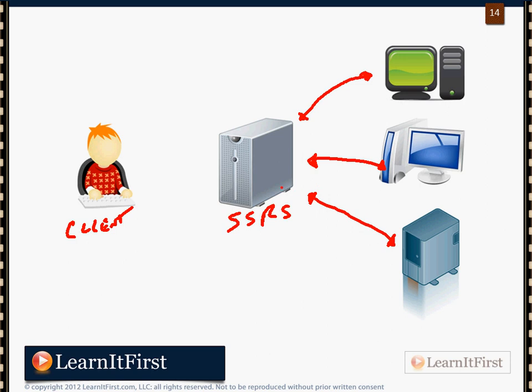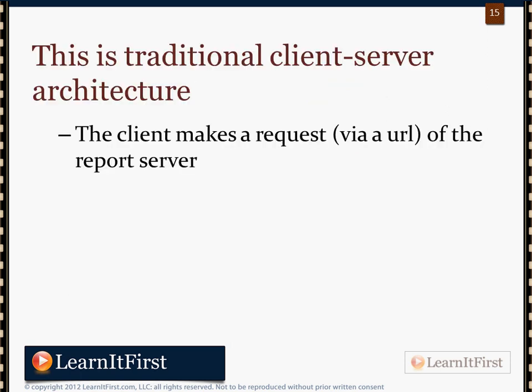So, Timmy says, hey, I want report A. And then the server renders that report and sends it back to Timmy. It sends it back in a browser, a PDF, an Excel spreadsheet, or an email, on the phone. Okay, so those are your main components. This is really traditional client server, I think.